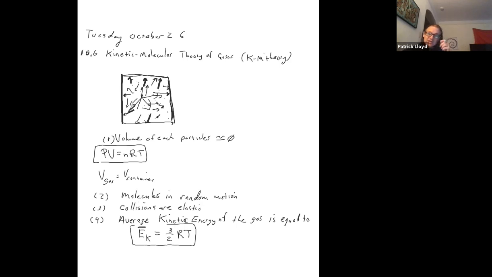Okay, so the notation that we're using here is kinetic energy is E sub K. And then since each molecule has its own individual velocity, its own individual speed, we talk about the average speed of the gas, not any one particular molecule. So we use a line above the E to indicate average. Okay, so the average kinetic energy is equal to 3/2 times R, where R is the gas constant.